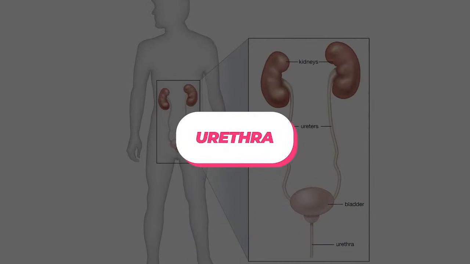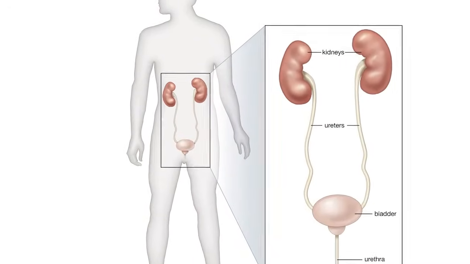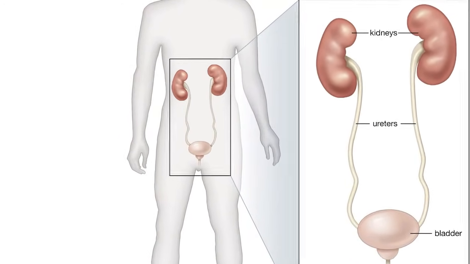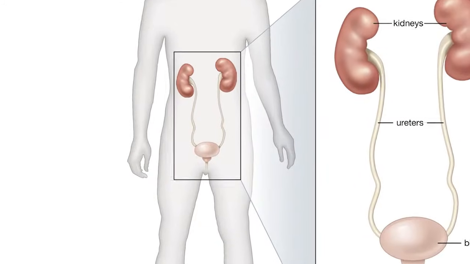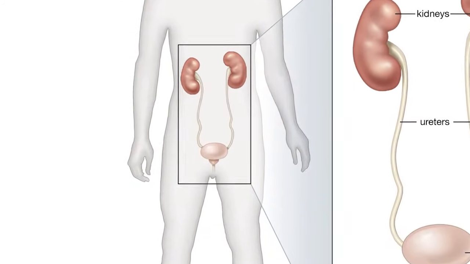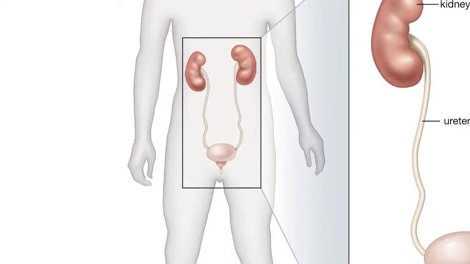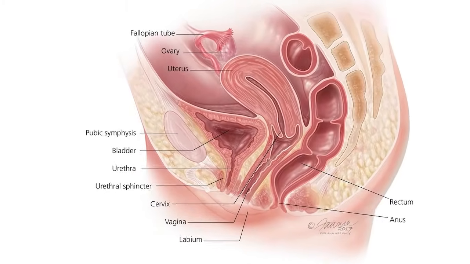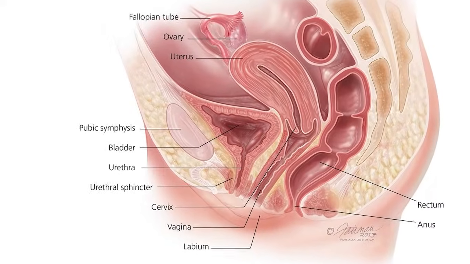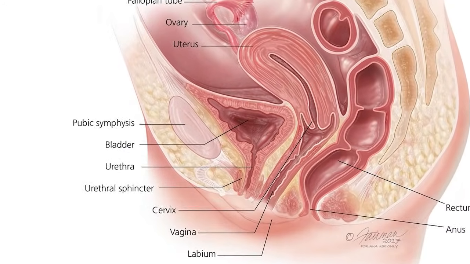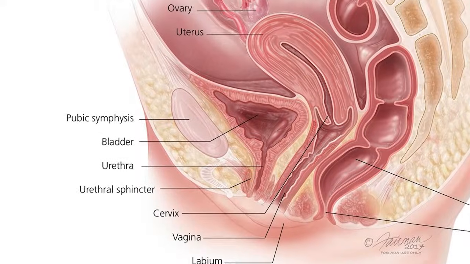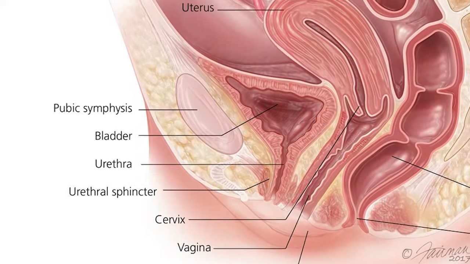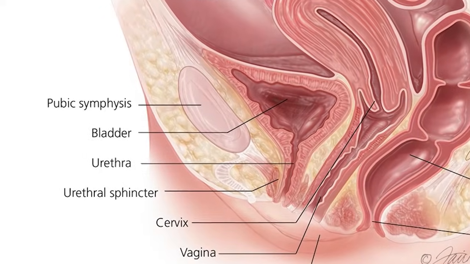Urethra. The urethra is a tube-like structure that carries urine from the bladder to the outside of the body. In males, the urethra is longer, approximately 20 centimeters in length, and also carries semen during ejaculation. In females, the urethra is shorter, approximately 4 centimeters in length, and located closer to the clitoris and vaginal opening. The urethra is lined with mucous membrane and has a rich blood supply, which helps to prevent infection and injury.